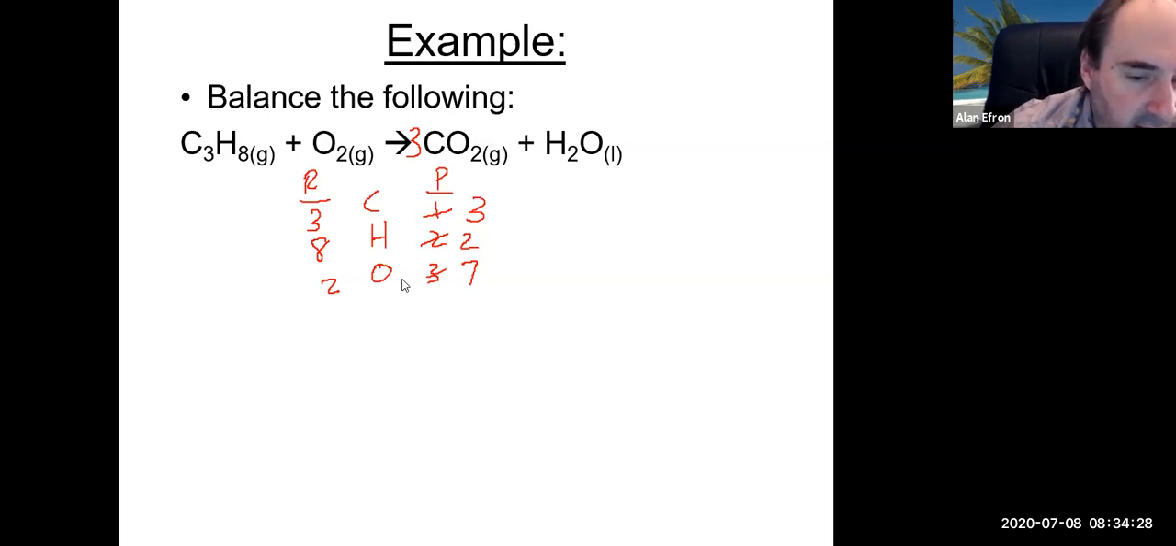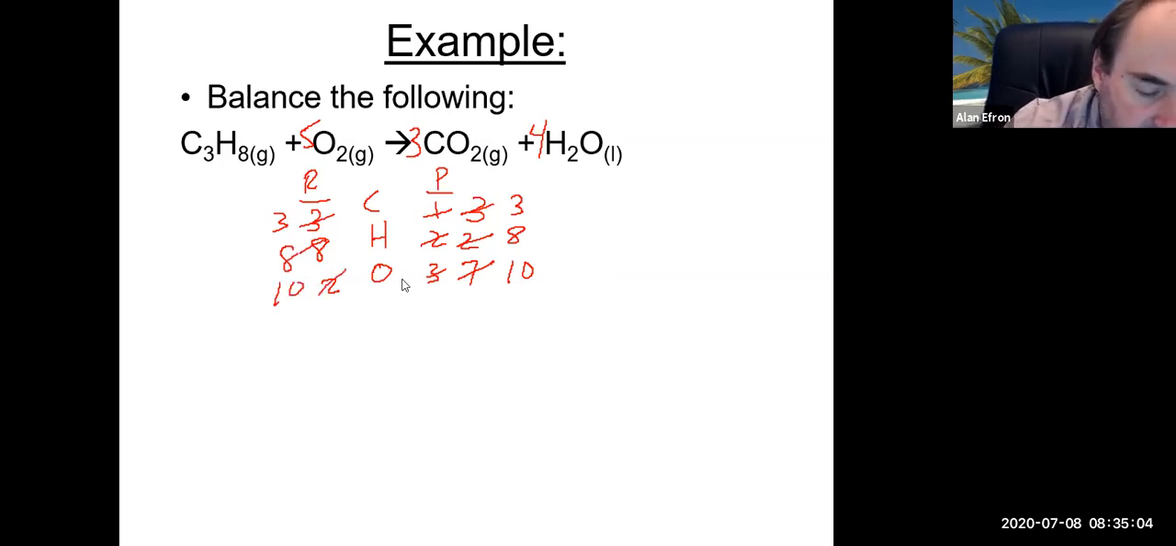So to fix that hydrogen, we're going to put a 4 in front of the water. It's going to give us 3 carbons. It's going to give us 8 hydrogens. And now our oxygen is 3 times 2, which is 6, plus 4 times 1, which is 4. So 6 and 4 is 10 total oxygens on the right-hand side. At this point, we now could go to the left-hand side and see that the oxygen can be fixed by putting a 5 in front of it, giving us 3 carbons, 8 hydrogens, and 5 times 2 is 10 oxygens.